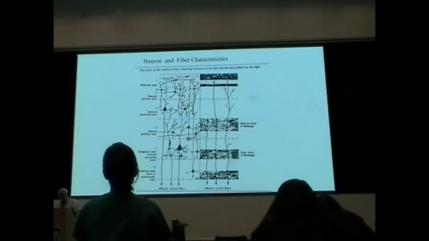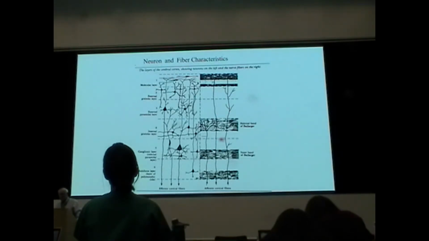Then we get down here to layer five. And we see here's a Martinotti cell, this fusiform cell. And then here is a pyramidal cell, and these are output cells. Everything else here, these are sensory fibers, pretty much probably located in the most central fibers that are not just coming into the motor cortex, but primarily into sensory cortex. These are all inputs.